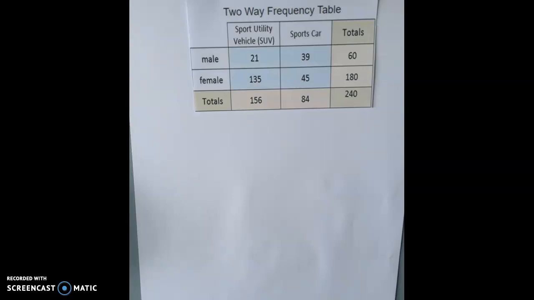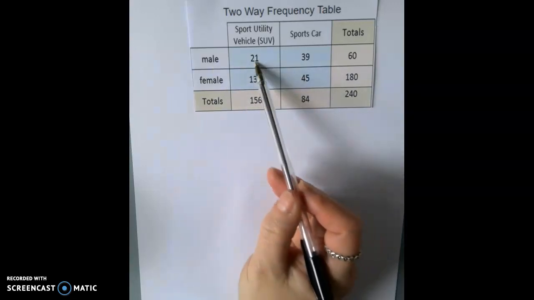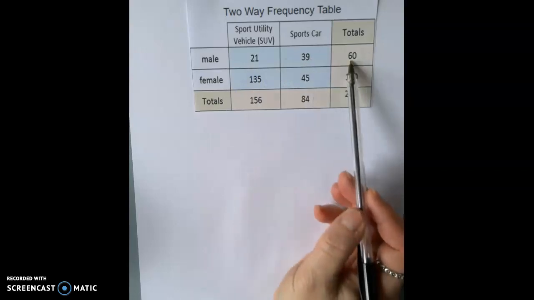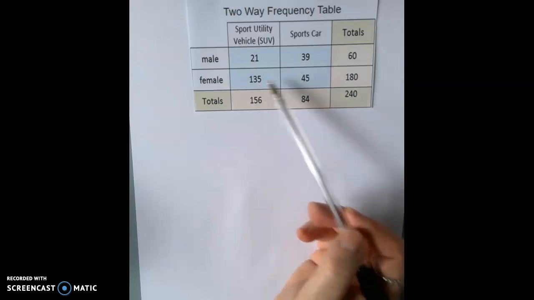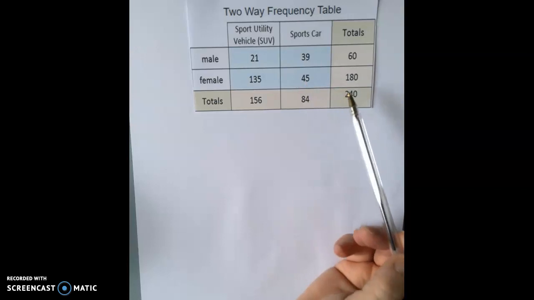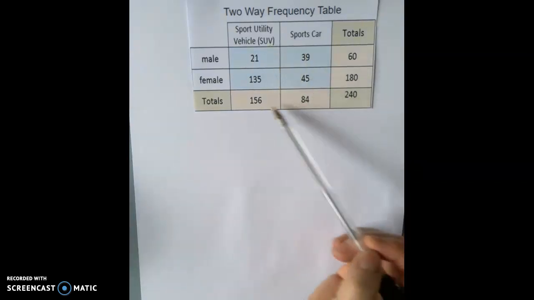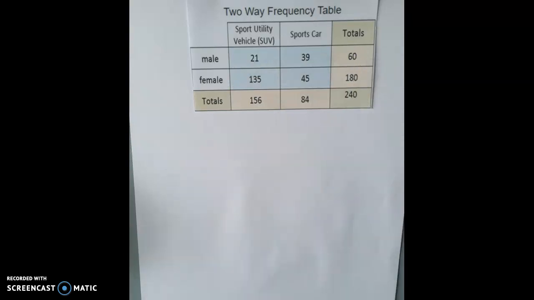So if we wanted to know the total number of males who were asked in our survey, 21 picked SUV and 39 picked sports car, so we know that the total is 60. Same with the female, 135 picked SUV and 45 picked sports car, so we know the total is 180. So we know that our columns add up with the totals at the bottom, and our rows add up with the totals at the side. So that's quite straightforward and easy to understand.